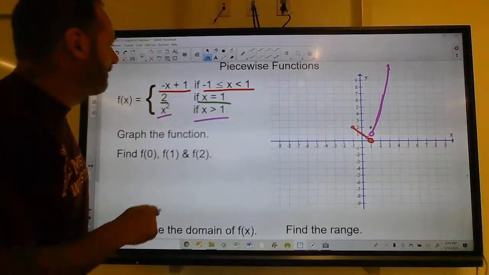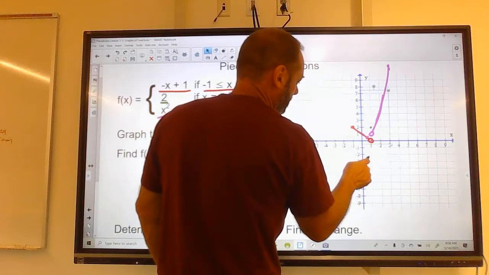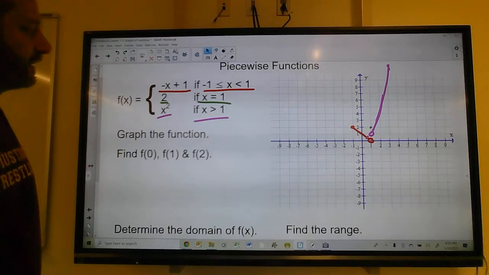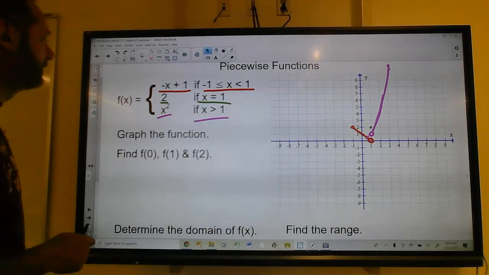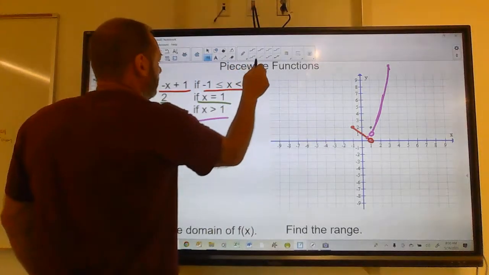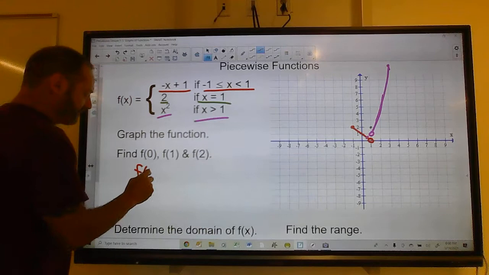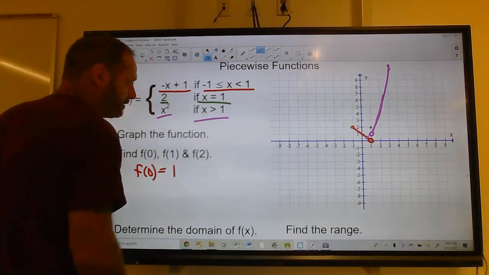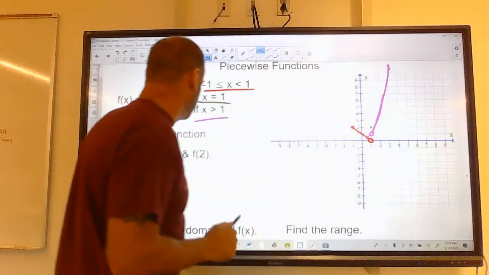So there's my graph right there. Anyway, that's a weird looking graph, isn't it? Then it says find f of 0. Okay, so f of 0, that's going to fall in here. So f of 0 is going to be 0 plus 1, which is 1. Which makes sense, that's on my graph. 0, 1 is right there.